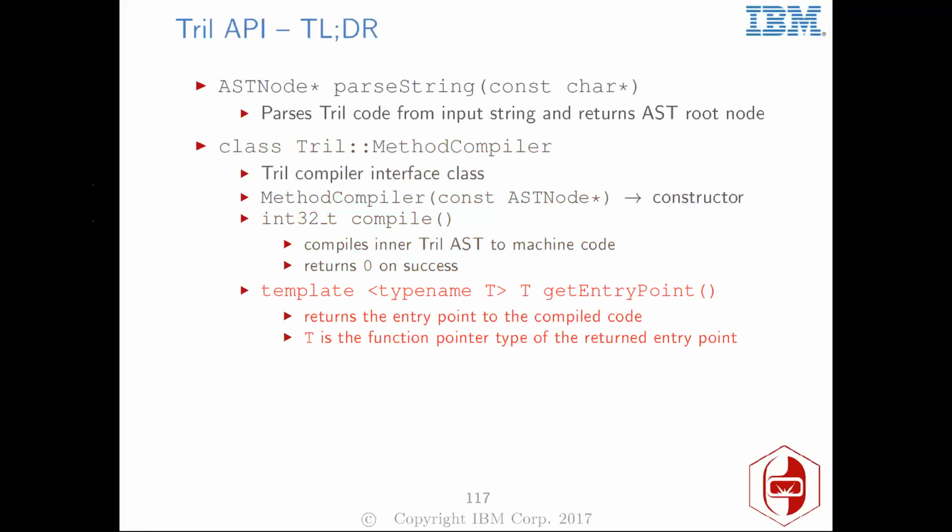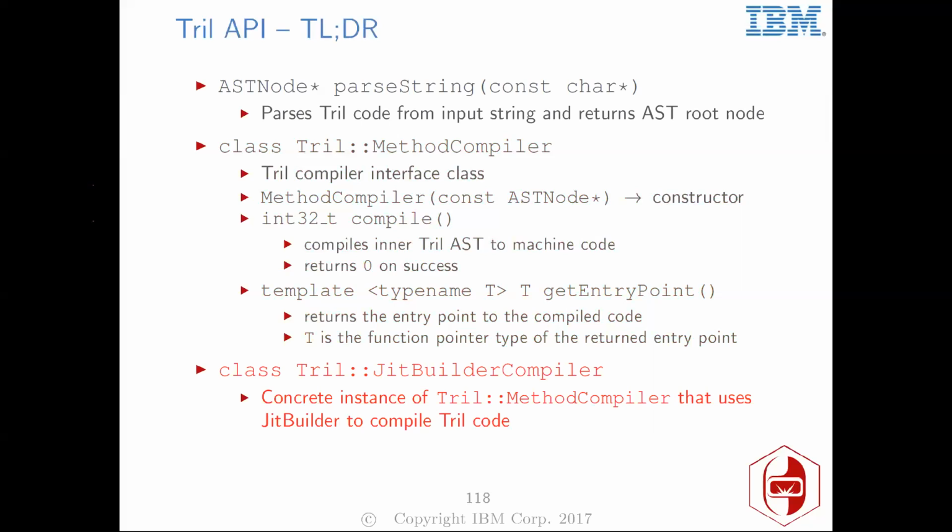The last interesting function we have is getEntryPoint. As the name suggests, it's going to return the entry point to the compiled body once it's been compiled. An interesting feature is that you can specify the function pointer type of the entry point you want to use. And if it is not a function pointer type, it will fail to compile. So that adds a kind of safety so that we can make sure that whatever gets returned is actually callable.